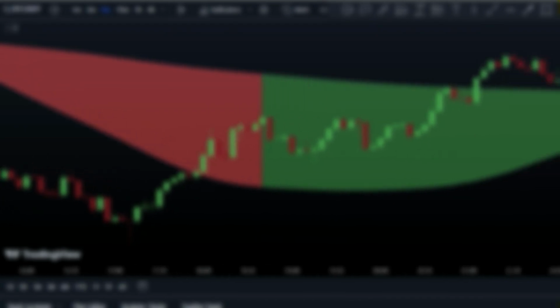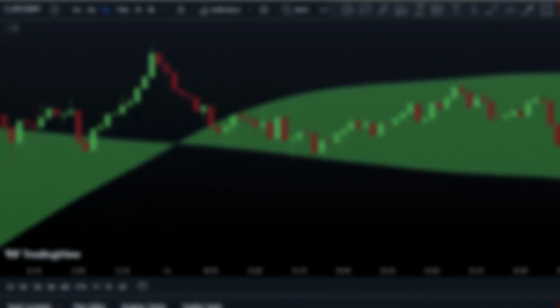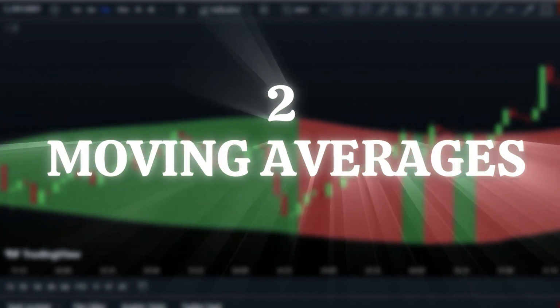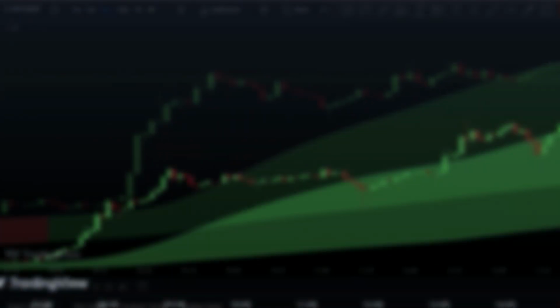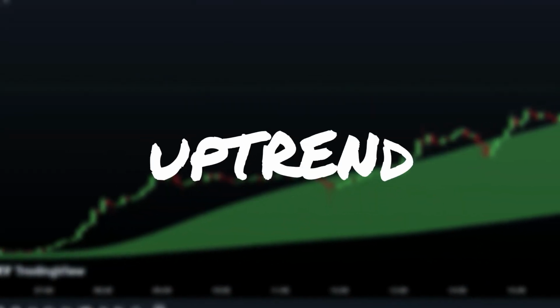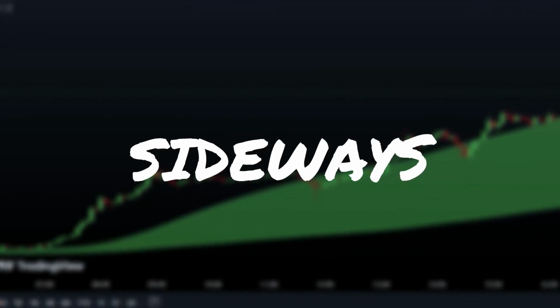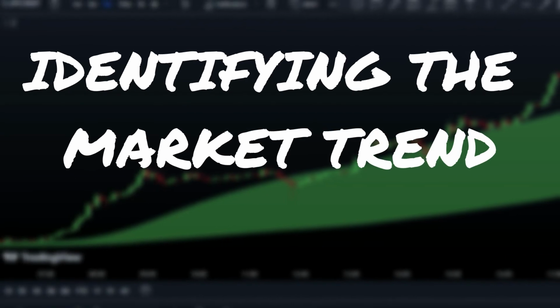Now let's break down how the NSDT double MA shading works. It uses two moving averages to give us a visual representation of the market trends. We'll simplify the market moves into three directions: uptrend, downtrend, and sideways. The NSDT double MA shading will help us identify which way the market is heading.